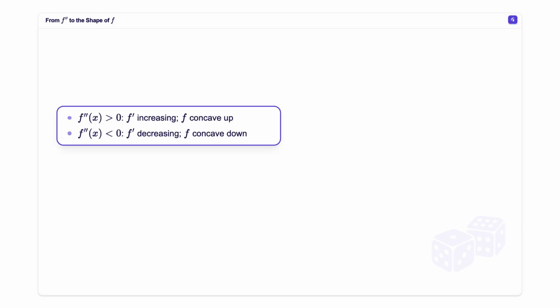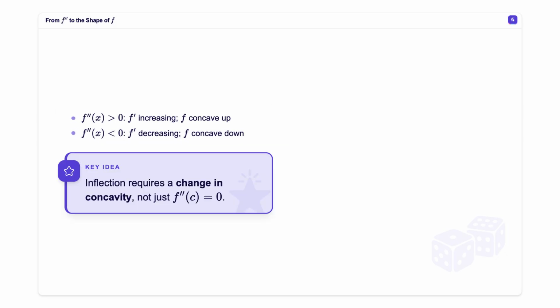Now we use the second derivative to describe the shape of the original function. Instead of asking where the function rises or falls, we ask whether it bends upward or bends downward. If f double prime of x is greater than 0, then f prime is increasing, and the graph of f is concave up. Concave up means the graph bends like a cup opening upward, because the slopes are getting larger as you move left to right. If f double prime of x is less than 0, then f prime is decreasing, and f is concave down. Concave down means the slopes are getting smaller as you move left to right, like a curve bending downward.